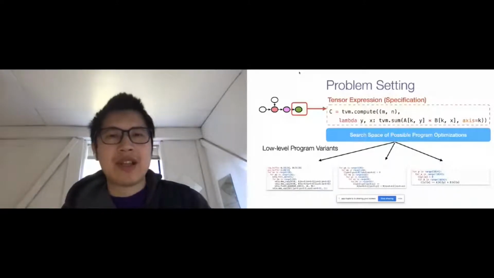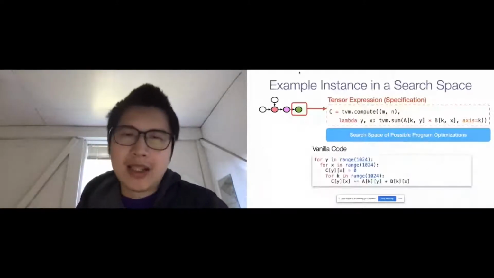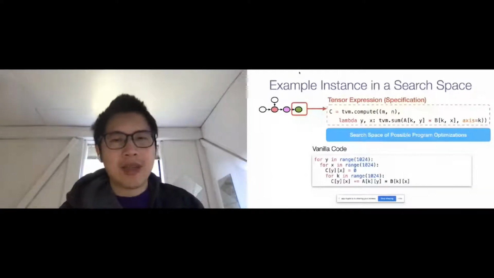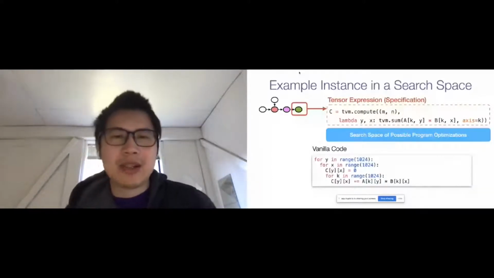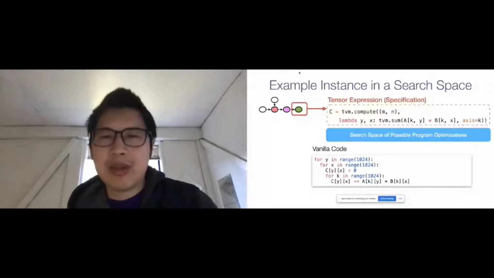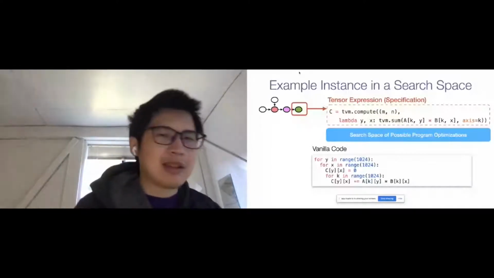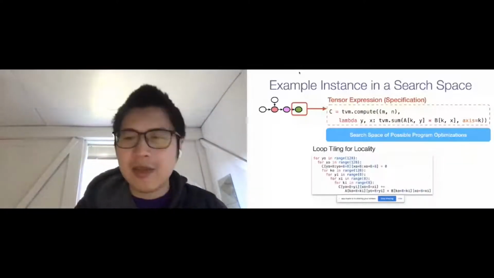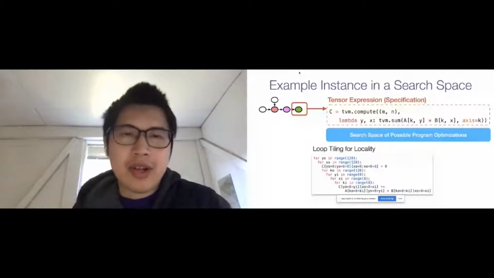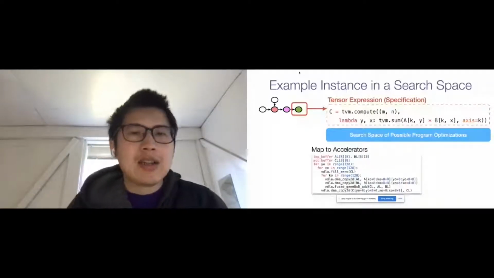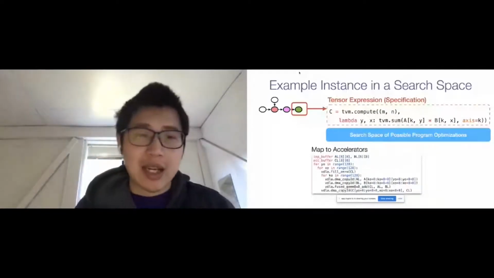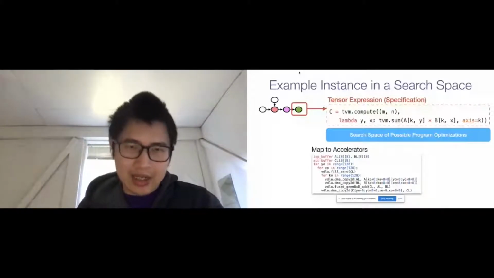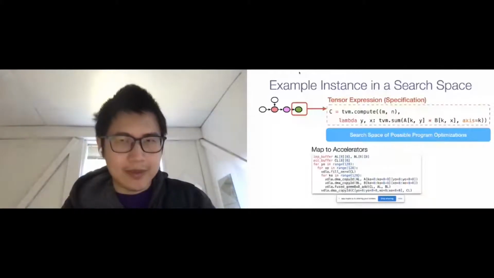For example, to give a sense, you can directly write a for loop that runs this matrix multiplication. If you have written CPU-based optimization before, you might know that you want to tile the loop a bit so that it enjoys better cache locality. Or if you want to map to specialized accelerators, you might want to map some of the instructions to the accelerator instructions that these platforms provide.